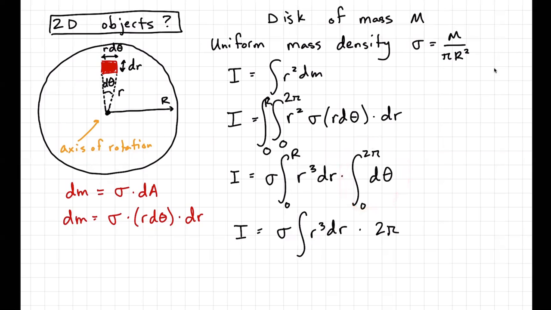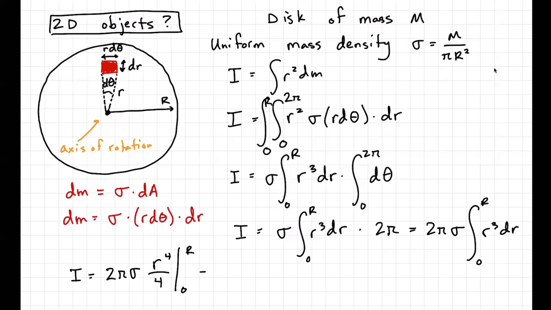The 2 pi I can pull out of this integral. So 2 pi sigma, because it's just a constant. Forgot the bounds here. 0 to R of r cubed dr. And now it's just a single integral again, r cubed dr. We know how to do that. I is equal to 2 pi sigma times r fourth over 4, from 0 to R. So pi sigma over 2 times R to the fourth.